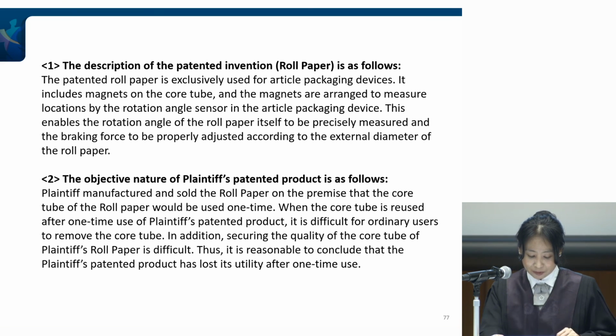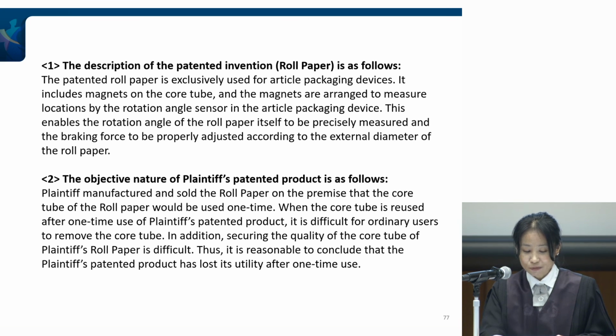Second, the objective nature of the plaintiff's patented product is as follows. The plaintiff manufactured and sold the wallpaper on the premise that the core tube of the wallpaper would be used one time. When the core tube is reused after one-time use of the plaintiff's patented product, it is difficult for an ordinary user to remove the core tube. In addition, securing the quality of the core tube of the plaintiff's wallpaper is difficult. It is reasonable to conclude that the plaintiff's patented product has lost its utility after one-time use.